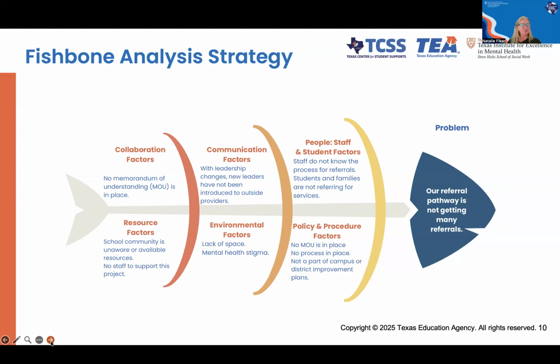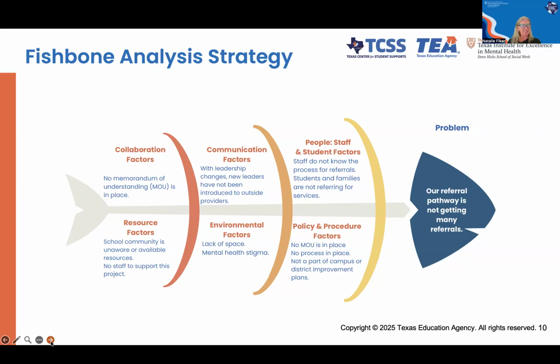Resource factors could include there's not an awareness of community resources to support outside referrals, and no staff are available to support the work of this important project. Environmental factors could include a lack of space for outside mental health support to office on campus, and there exists mental health stigma in the school community at large.